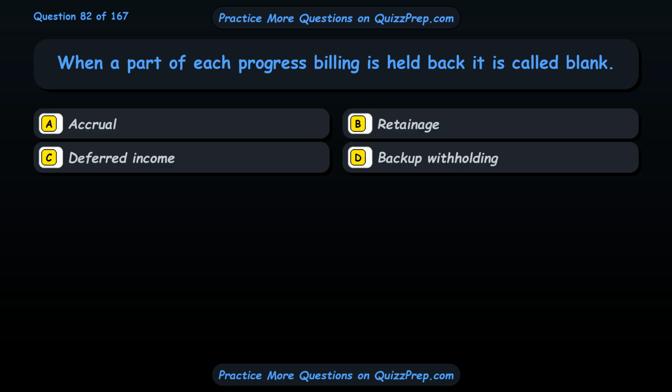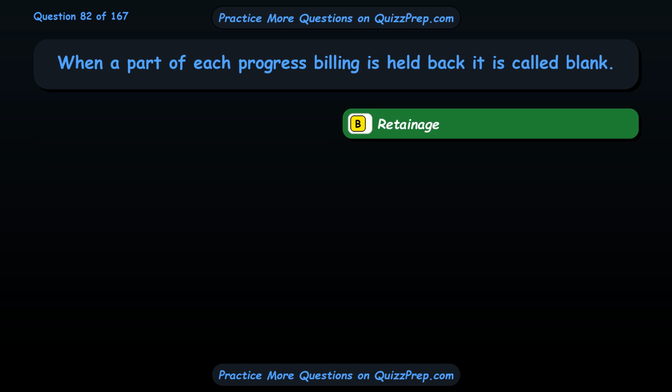Question 82. When a part of each progress billing is held back, it is called blank. Option A, accrual. Option B, retainage. Option C, deferred income. Option D, backup withholding. The correct answer is option B, retainage.